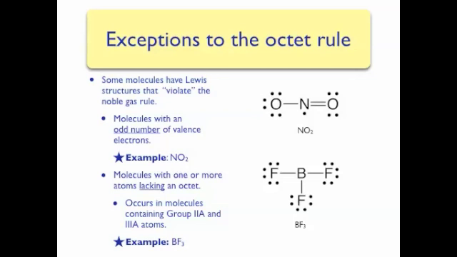If we draw a Lewis structure for boron trifluoride, as shown in the bottom right-hand side of the screen, we see that each fluorine atom has an octet of electrons. However, boron lacks an octet. Boron has only 6 valence electrons surrounding it. This is very usual for boron-containing compounds. As with the example of an odd electron molecule, having an atom that lacks an octet makes the molecule very reactive.